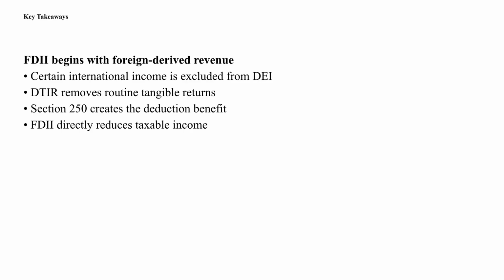Let's summarize. FDII begins with foreign-derived revenue. Certain international income categories are excluded. Routine returns on tangible assets are removed. The remaining foreign-derived intangible income becomes eligible for a Section 250 deduction. And ultimately, FDII reduces taxable income on Form 1120.